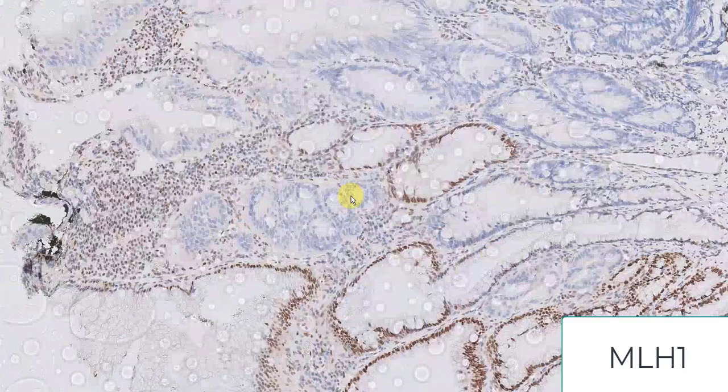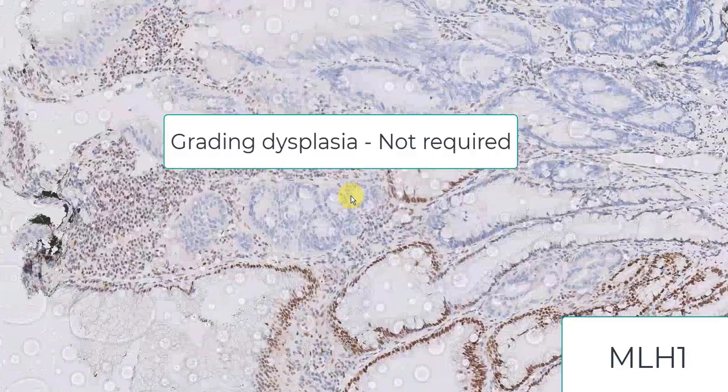One final question, does one grade dysplasia in sessile serrated lesions? And the answer is no. I guess there's nothing to stop you from grading dysplasia. The argument against grading dysplasia in a sessile serrated lesion is that there is so much inter-observer variability that it simply does not make clinical sense.